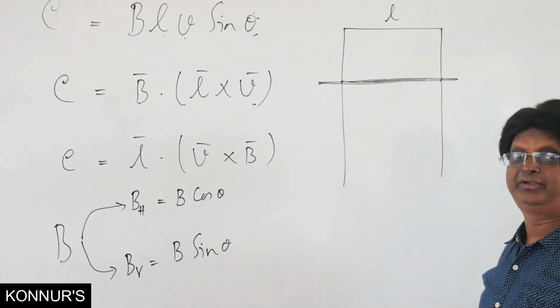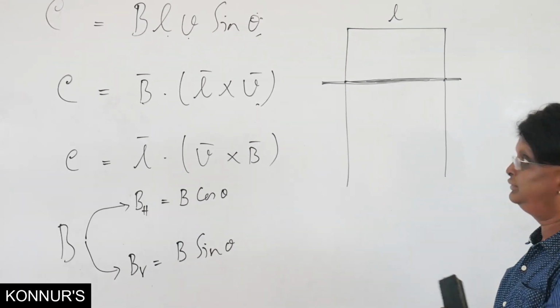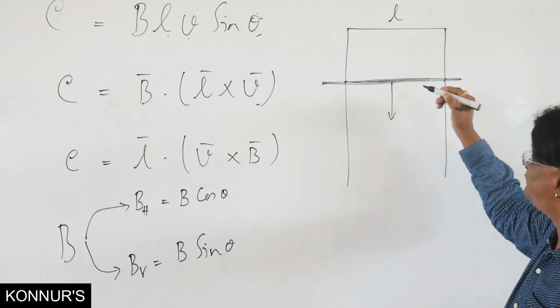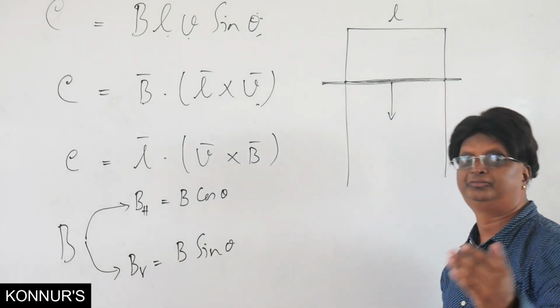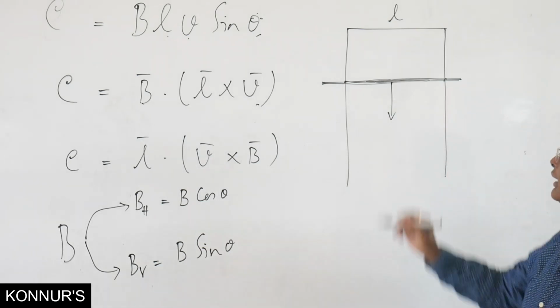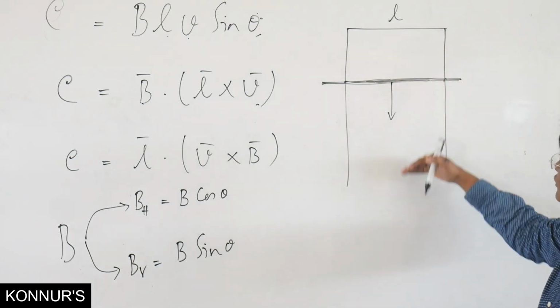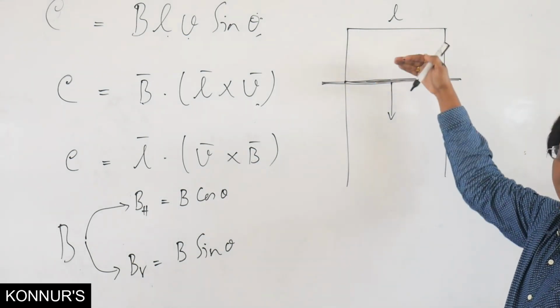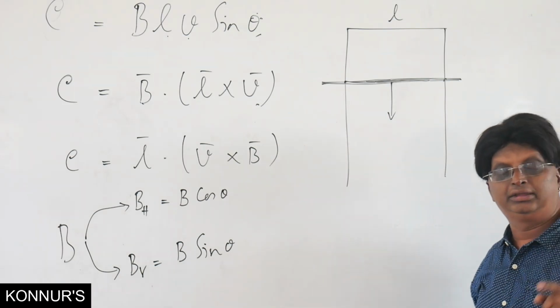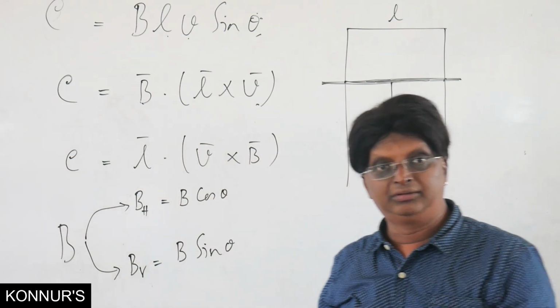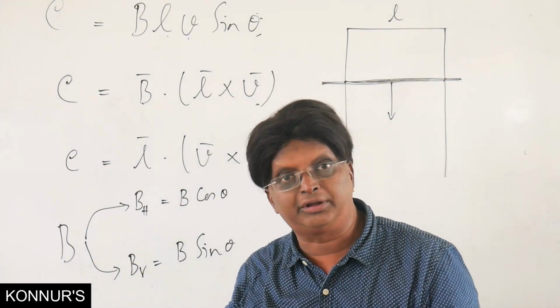Now this entire setup is in Earth's magnetic induction, and because of this free fall, what happens? As it falls down, the area of this loop gradually increases. Area increasing means flux is increasing. And what is the rule according to Lenz's law?